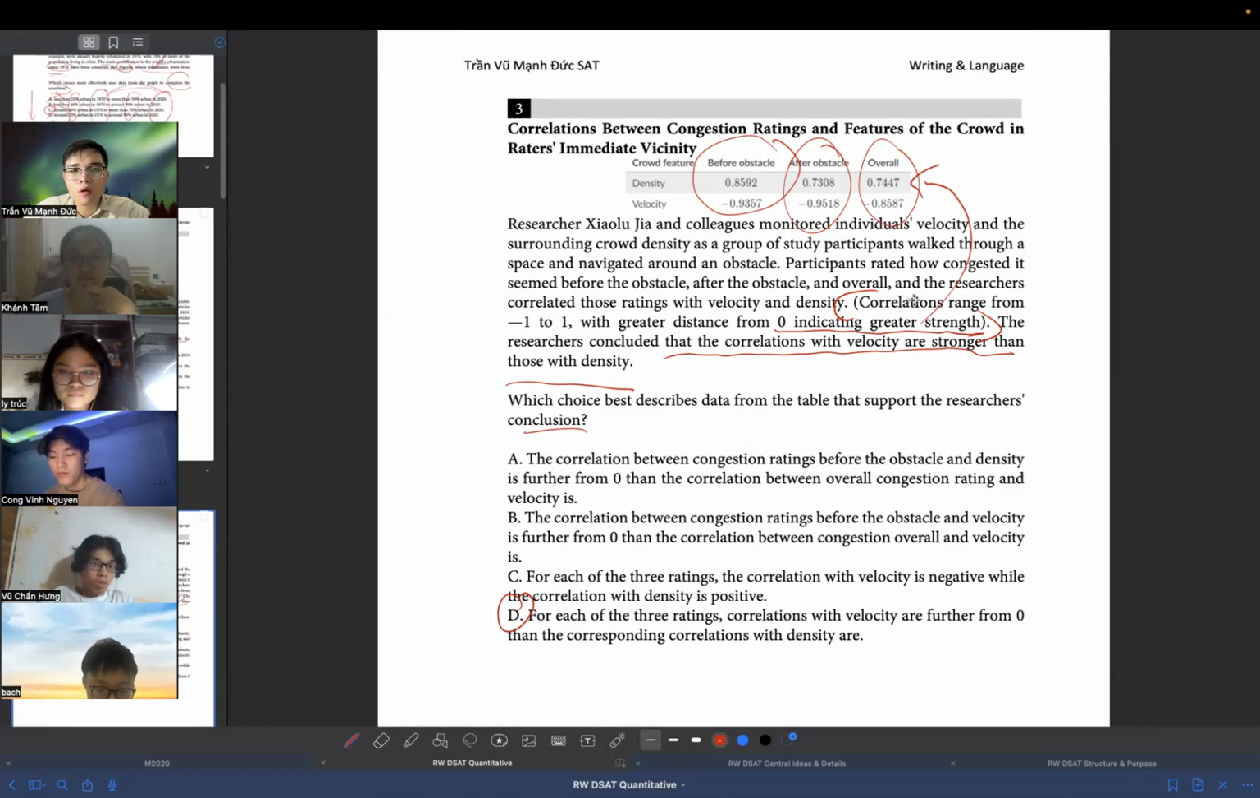Correlation with velocity. You can see that this one is further from 0, 0.8587, and this one is only 0.7447. So this one is further from 0 compared to this one. Let's see. Yeah, this is basically rephrasing the conclusion, so this is most likely going to be correct. All right, D.